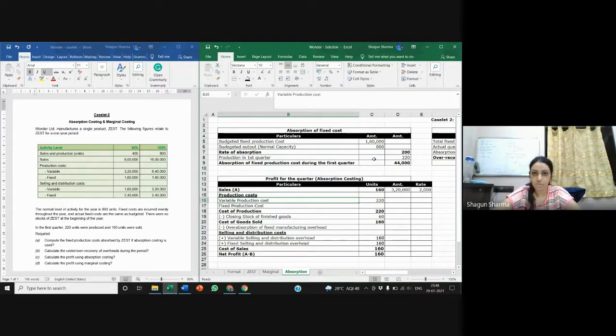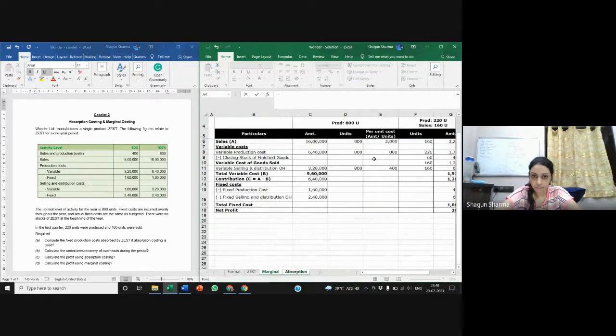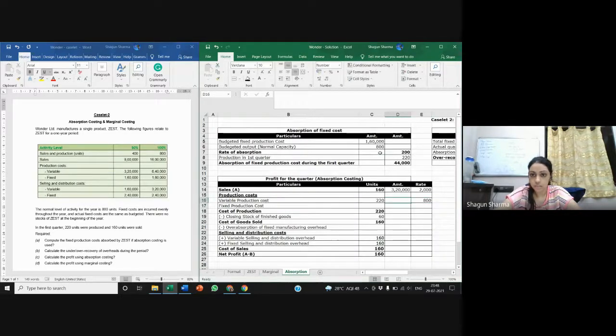So variable production costs remain the same. So that is 220. And my rate, I'll just take it from my marginal rate, which was here, 800. And my amount becomes the number of units into this rate. So it is 1,76,000.